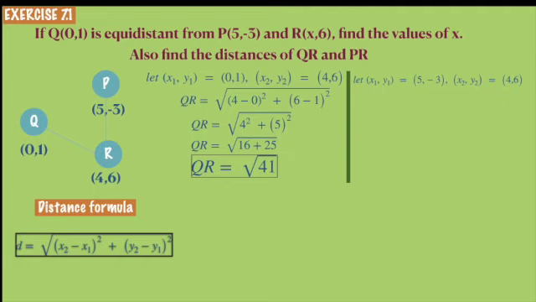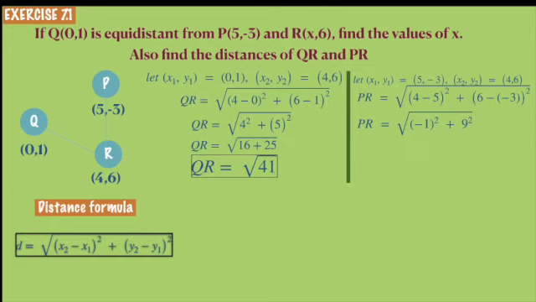I have taken the coordinates of P as x1, y1 and the coordinates of R, that is 4, 6, as x2, y2. Then, substituting this data into the distance formula, the distance PR is equal to root of (4 minus 5) whole square, that is x2 minus x1 whole square, plus (y2 minus y1), that is 6 minus (minus 3) whole square. After substitution, we go for simplification.